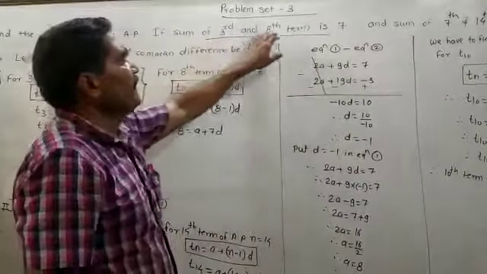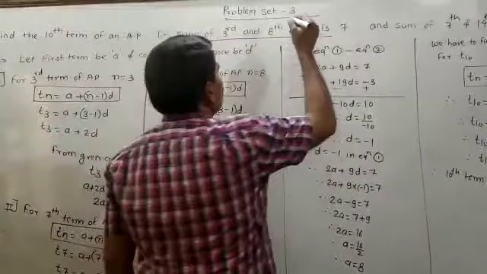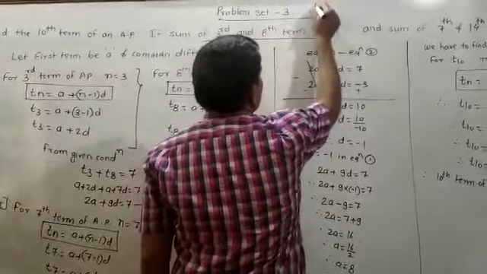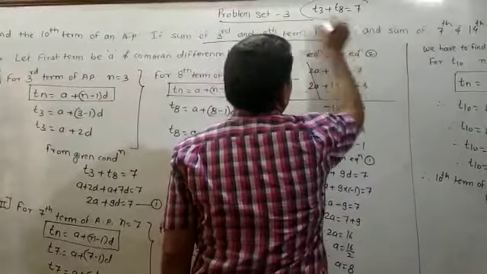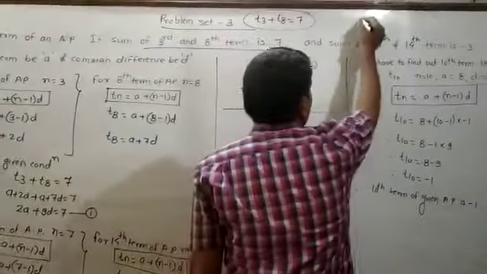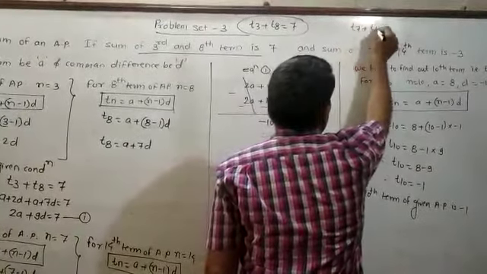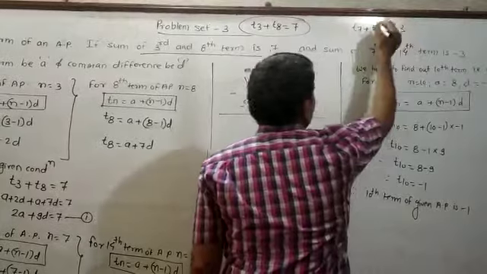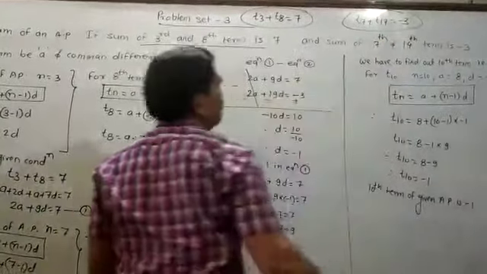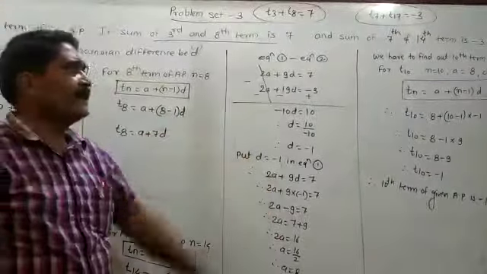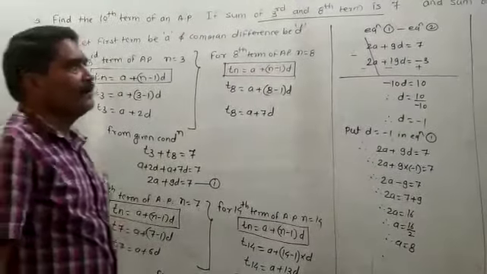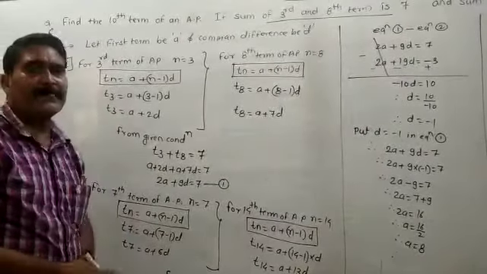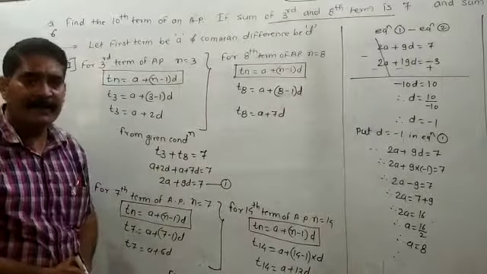The sum of the third term and the 8th term is 7, means T3 plus T8 is equal to 7. This is the first condition. And T7 plus T14 is equal to minus 3. This is the second condition. From that you have to find out A and D, and according to that you have to find out the 10th term. You have to find out T10.